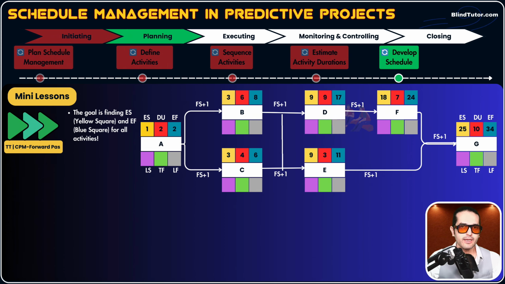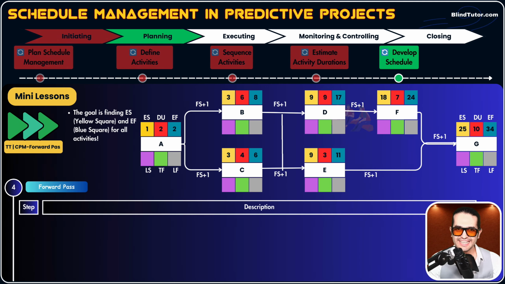How does forward pass work? The first step, we set ES of the first activity to 1, because our project starts on day 1. So early start of activity A, which is our first activity, is 1. Now, we know activity A will take 2 days, the duration we found out in the estimate activity durations process.